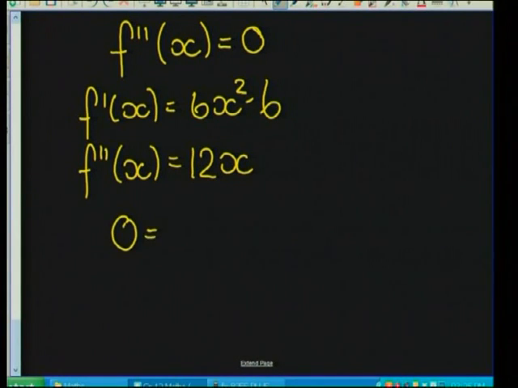So 0 is equal to 12x. And if I divide by 12, I land up with 0 being equal to x. So my point of inflection is going to be at 0. Once again, I need to know what the y-coordinate of that point of inflection is.